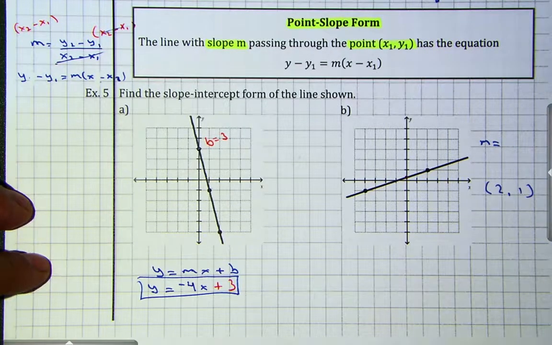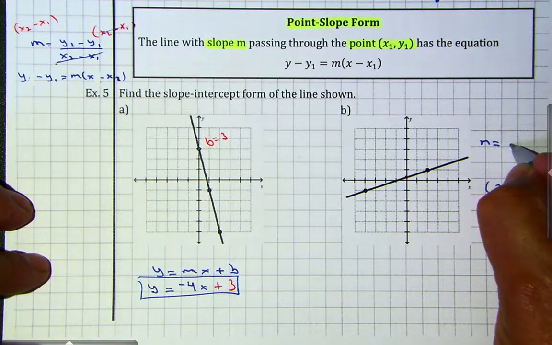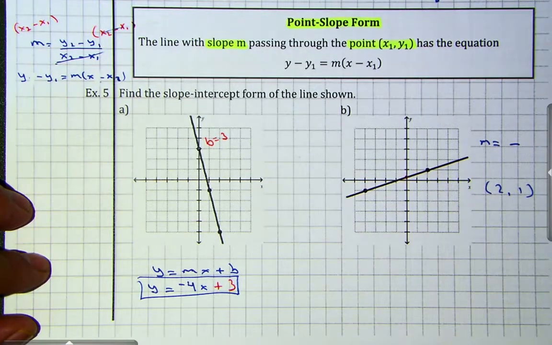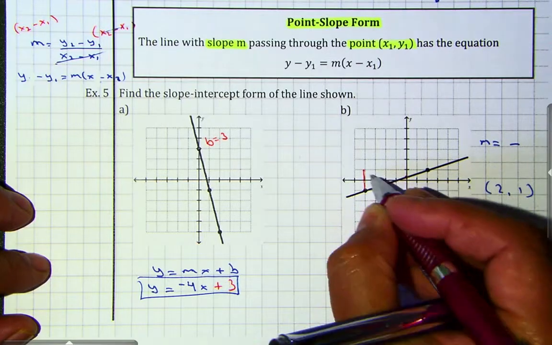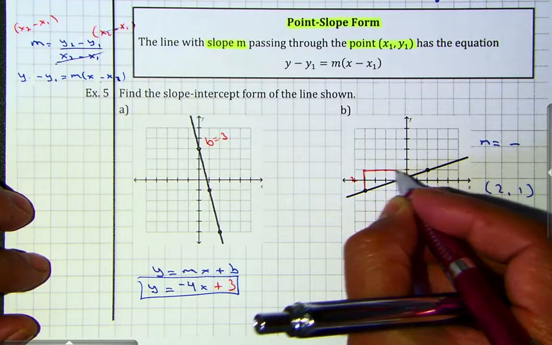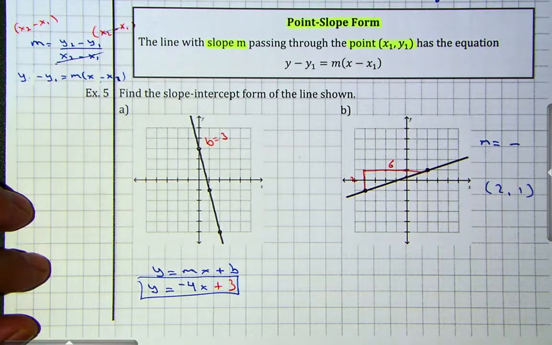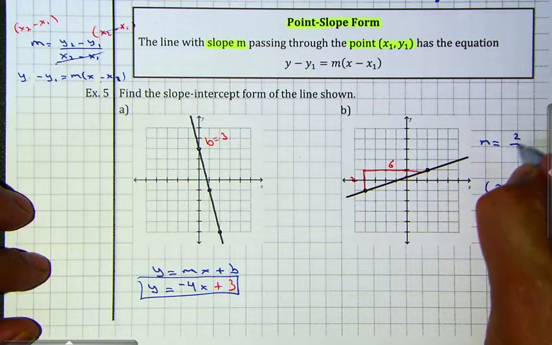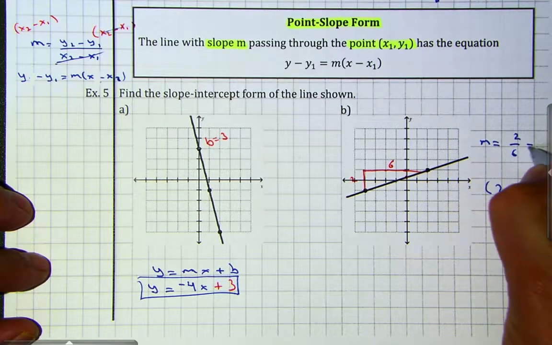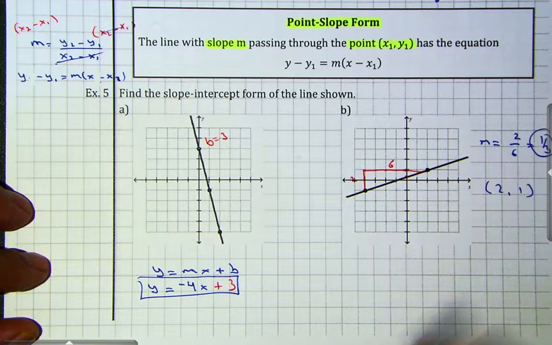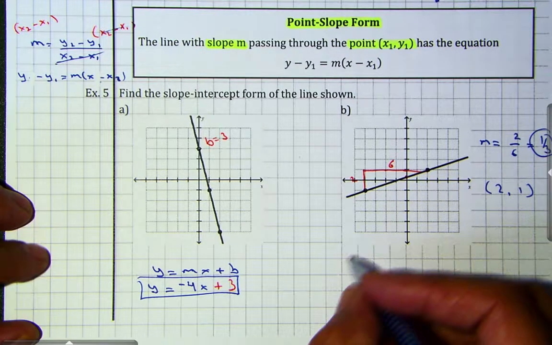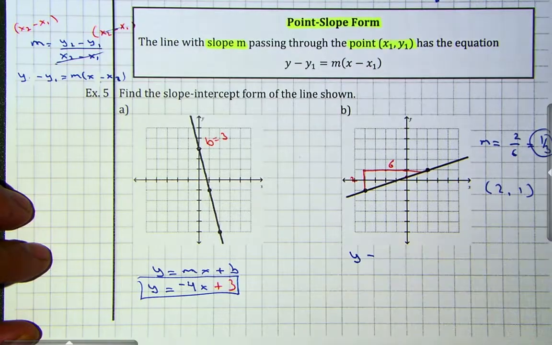So in this case, your slope, we know it's going to be positive, it's going to be a fraction, so it's going to be up 2 and over 2, 4, 6. So therefore, it will be 2 over 6, which is 1/3. So therefore, it will be y minus y1, which is 1. My slope is 1/3. Then we have x minus x1, which is 2.